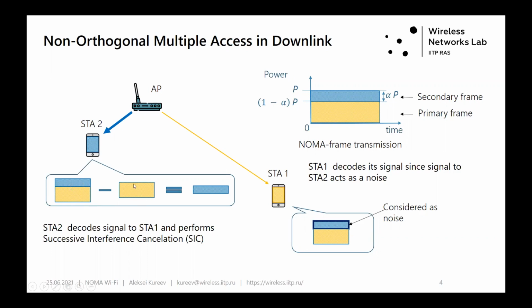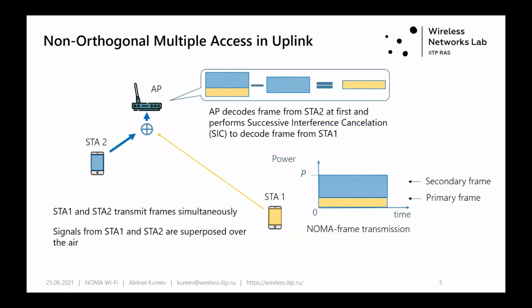And if we consider station 2, in this case, station 2 decodes the signal to station 1 at first, and then performs successive interference cancellation. So it reconstructs the signal dedicated to STA1, subtracts this reconstructed signal from the whole received signal, and then receives and decodes the signal dedicated to itself. And this is the example of non-orthogonal multiple access in downlink.